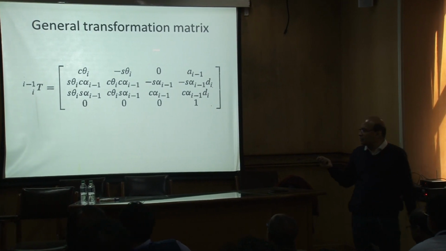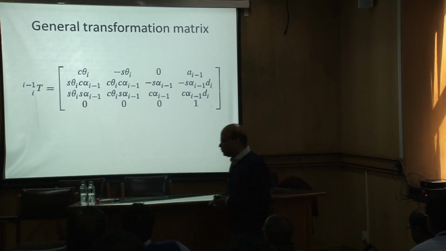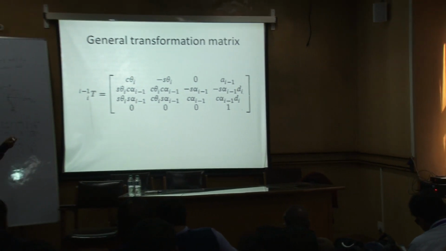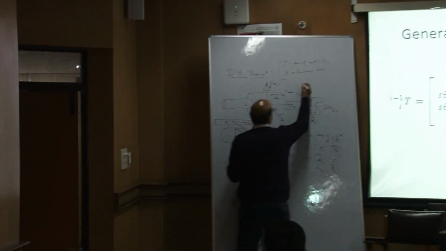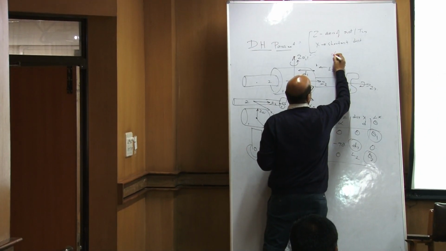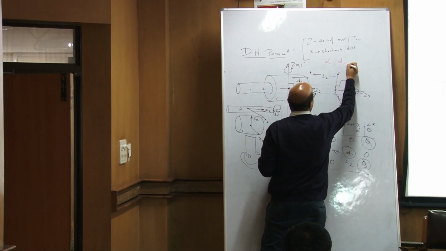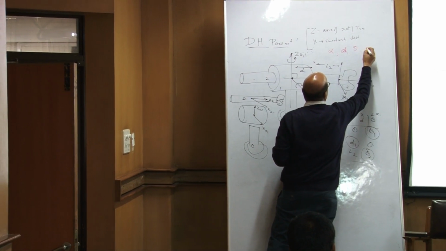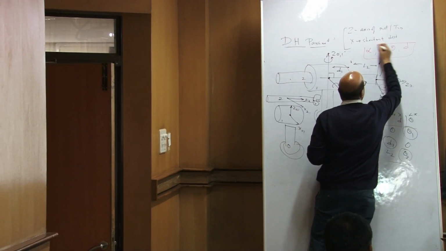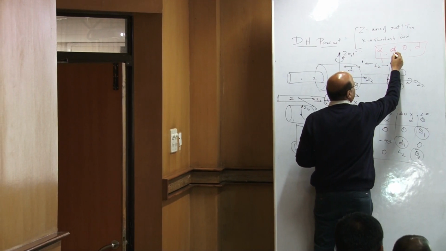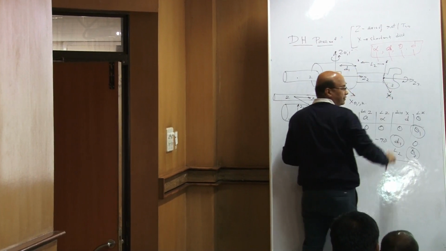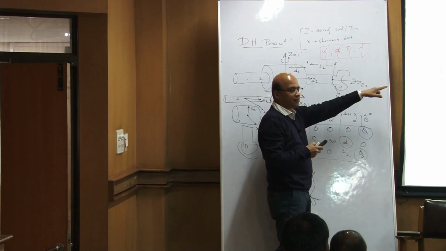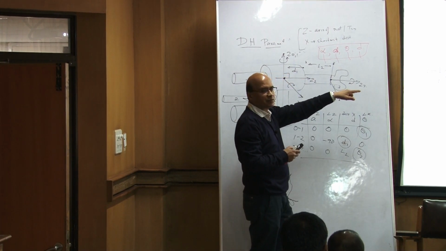Now there is a generalized transformation matrix. How do we get this matrix? We saw that in general there are A, alpha, D, and theta, right? So the first transformation we had was an alpha, then we had a D, sorry, then we had an A, then we had a theta. So this is one rotation matrix, translation matrix, rotation matrix, translation matrix. If I write these 4 matrices and I multiply them out, I'll get that matrix. That's where this generalized matrix comes from.